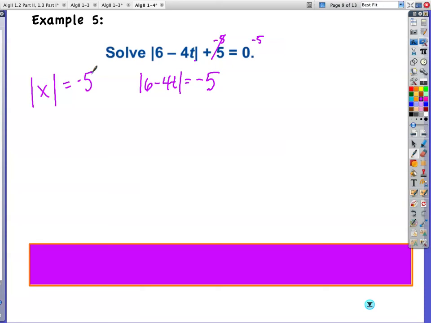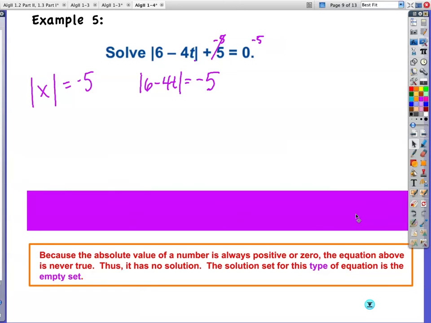So basically, this is going to be unsolvable. Do you remember what you're going to do when it's not possible to be solved? Because, and here's a nice little explanation, because the absolute value of a number is always positive or 0, the equation above is never true. Thus, it has no solution.